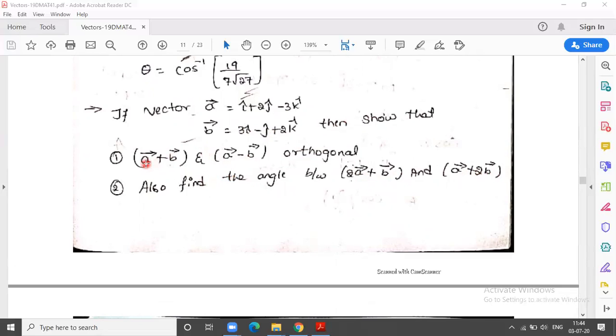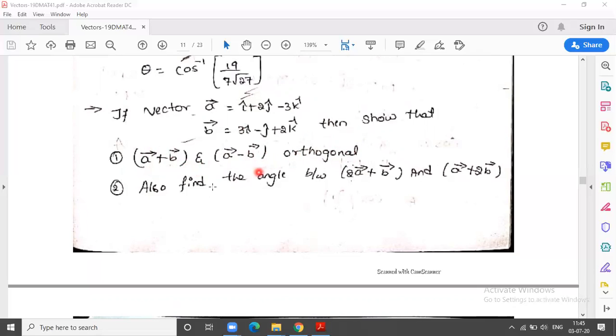So first you have to find out vector A plus vector B and separately vector A minus vector B. After finding vector A plus B and vector A minus B, you have to show these two vectors are orthogonal, meaning you have to show vector A plus B dot vector A minus B equals 0. We know the condition for orthogonality of any two vectors is that if the dot product of those two vectors is 0, then the two vectors are orthogonal.